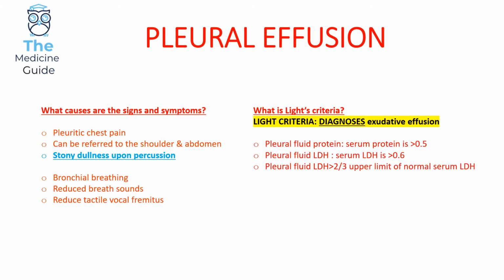Now the whole point of performing the Light's criteria is to diagnose whether the pleural effusion that's considered in between a transudative and exudative is definitively an exudative effusion if it has the following features. So if your pleural fluid protein to serum protein ratio is more than 0.5, if your pleural fluid LDH to serum LDH is greater than 0.6, or if your pleural fluid LDH is more than two-thirds the upper limit of normal for the serum LDH. Okay?